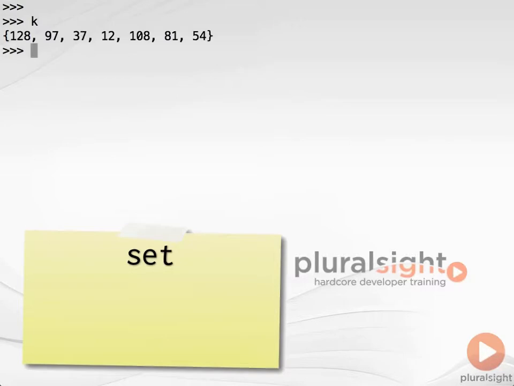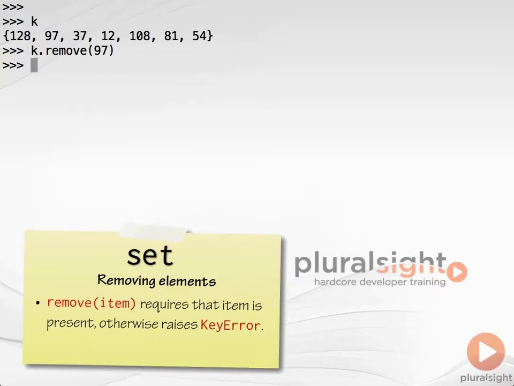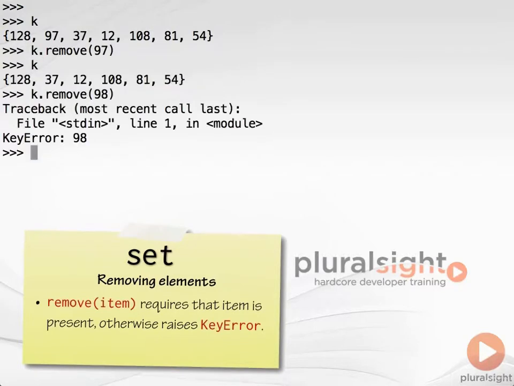Two methods are provided for removing elements from sets. The first, remove, requires that the element to be removed is present in the set, otherwise a key error is given. The second method, discard, is less fussy and simply has no effect if the item is not a member of the set.